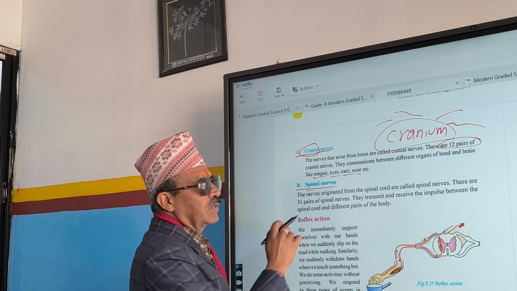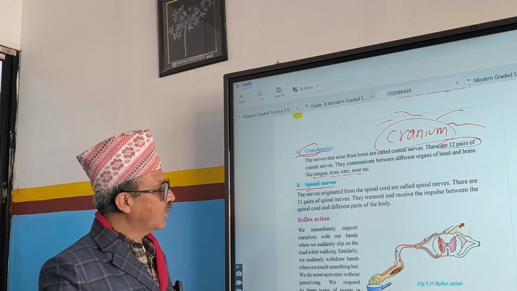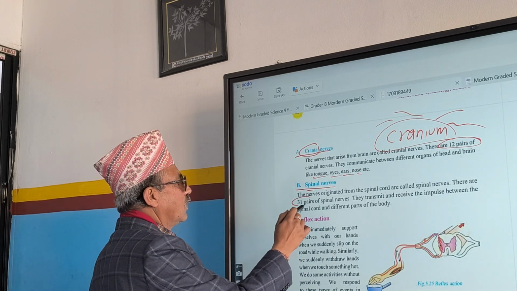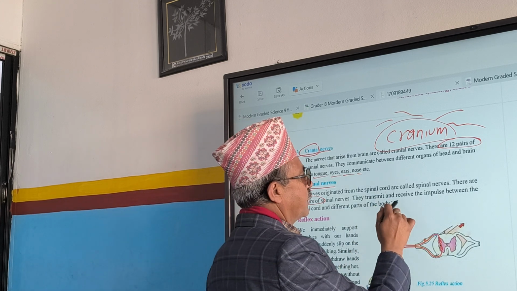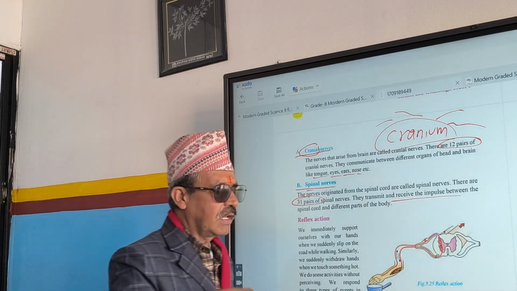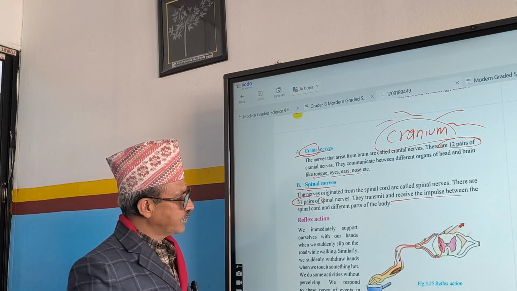Spinal nerves. From where do they originate? Spinal cord. What is their number? 31 pairs. So they receive impulses from different parts and do their activities.